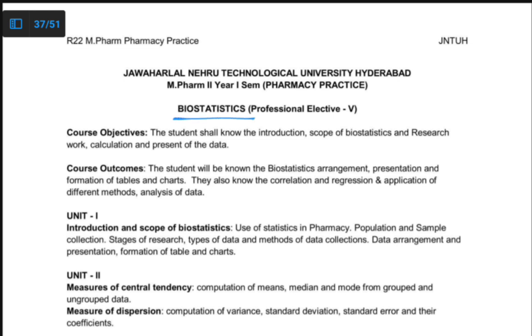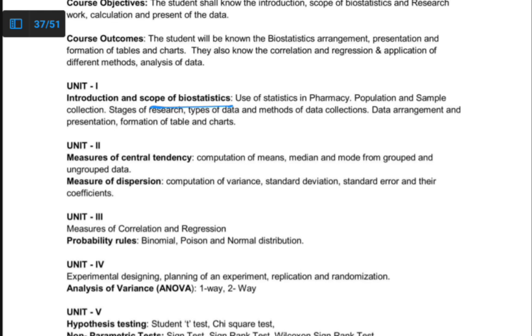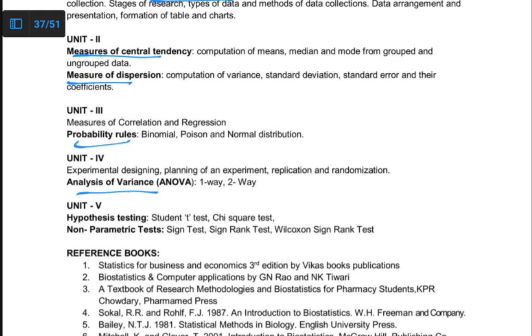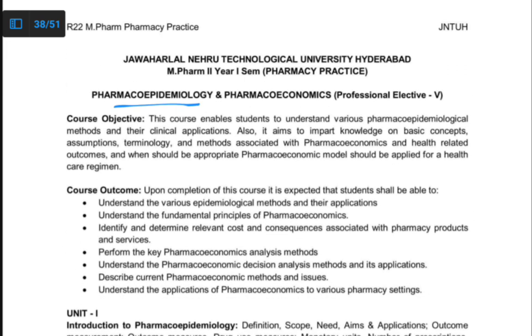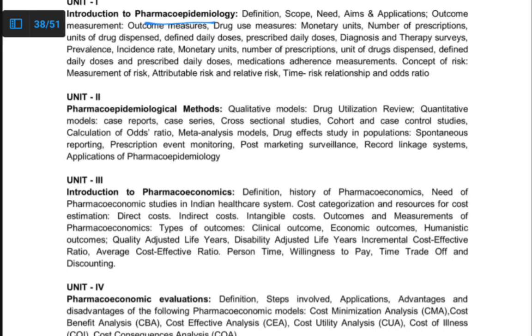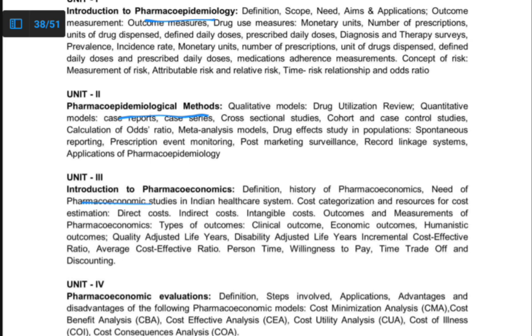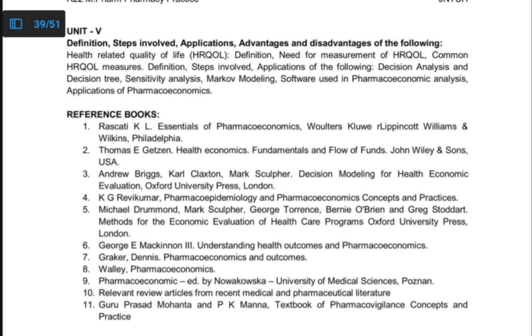Next, in the second year we have biostatistics: introduction and scope of biostatistics, measures of central tendency, measures of dispersion, probability rules, analysis of variance, hypothesis testing, and non-parametric testing. Then pharmacoepidemiology and pharmacoeconomics: introduction to pharmacoepidemiology, pharmacoepidemiology methods, introduction to pharmacoeconomics, pharmacoeconomic evaluations and definitions, steps involved in applications, advantages and disadvantages of the following.